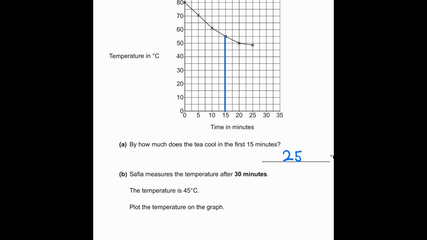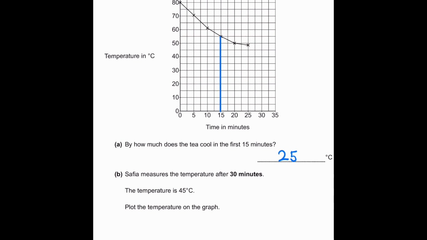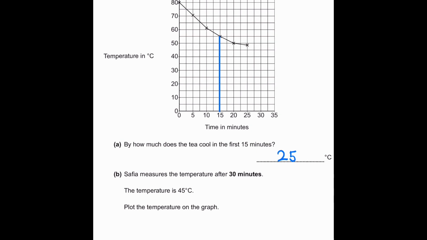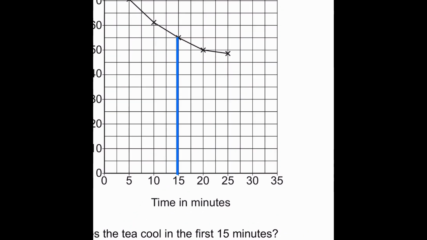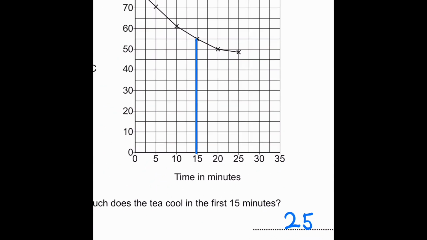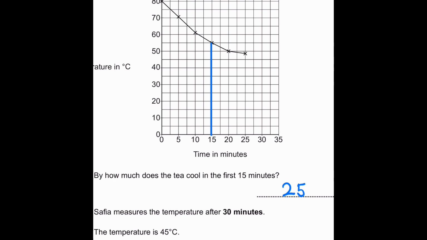B. Safia measured the temperature after 30 minutes. The temperature is 45 degrees Celsius. Plot the temperature on the graph. The temperature is 45 degrees Celsius after 30 minutes. So, we'll have to mark a point here in front of 30 and 45. Then, we'll have to connect the 55 point and the 45 point.